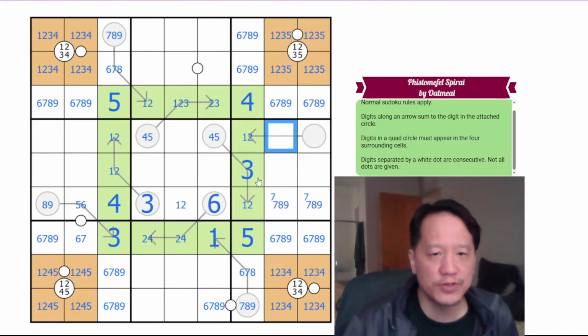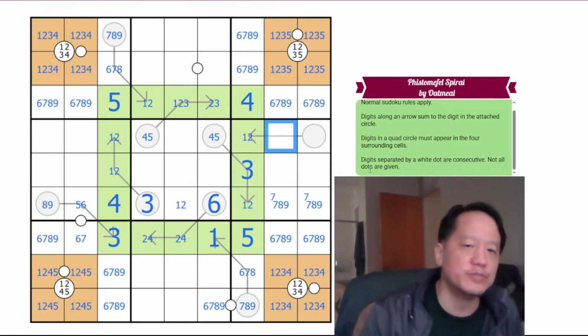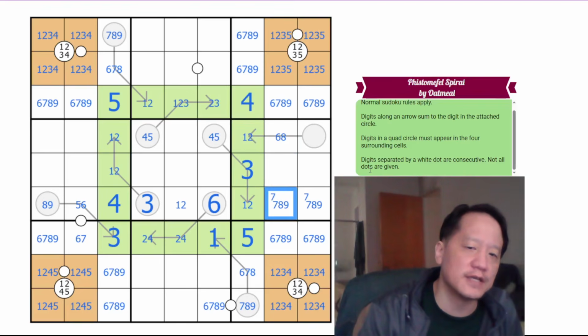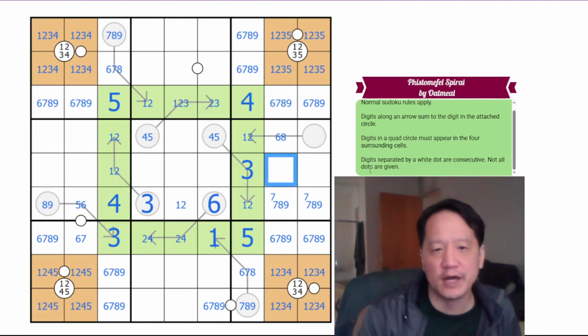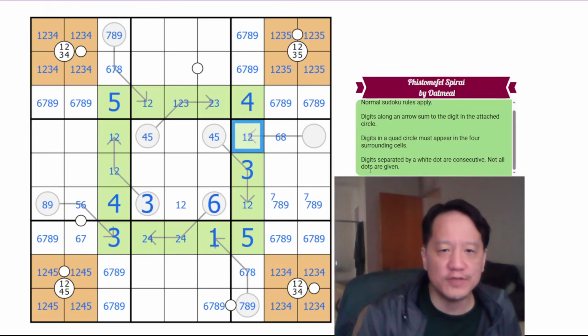This also can't be 3 because of the 3 in the box. So it cannot be 1 through 5 here. This could be 6 or 8. It cannot be 7 because the 7 is required to be in one of these two cells in that box. So if this is 1 and 6, that would be 7, but we can't have a 7 there.